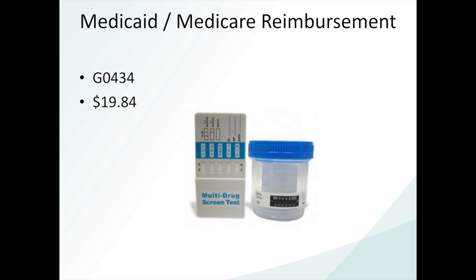Medicaid and Medicare in North Carolina reimburse office-based urine drug testing. This code has to be used, G0434, and the reimbursement rate is about $19.84. These tests cost anywhere between $4 and $8, depending on the number of panels that you acquire. So this is not a great way to make a killing, but it does pay for the test itself and a little extra.